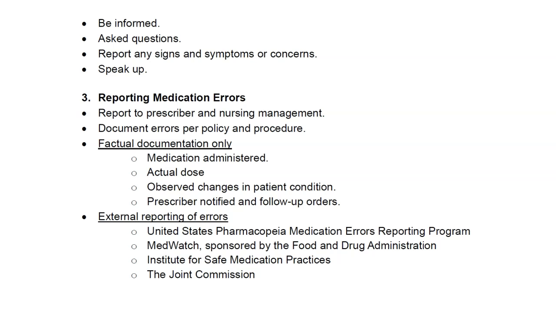And then we want to make sure that when we're documenting it, we document the facts, right? Not what we feel, what we think happened. We actually need to be very accurate, right? So what happened exactly? Examples of things that we need to include in that documentation would be what medication was administered, what was the actual dose, what were the observations, like how was the patient, right? What was the condition of the patient? And was the prescriber notified? Were there any follow-up orders from the prescriber?